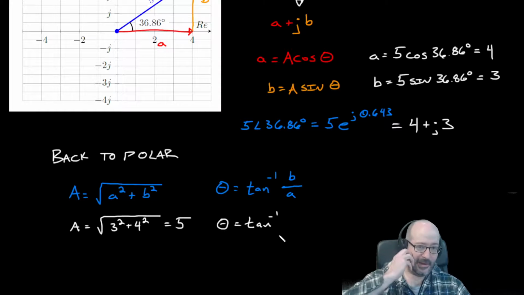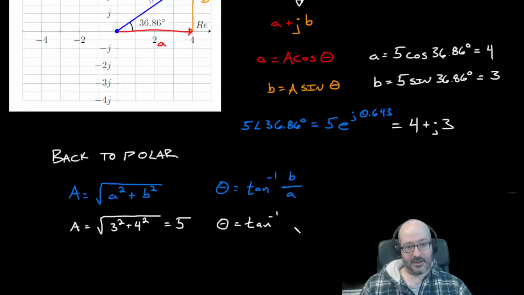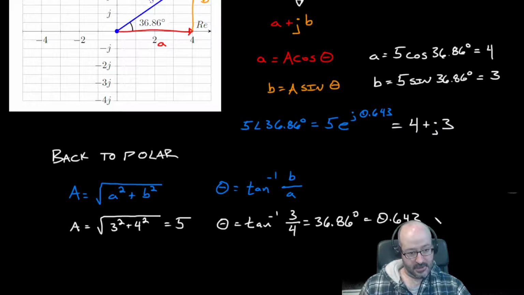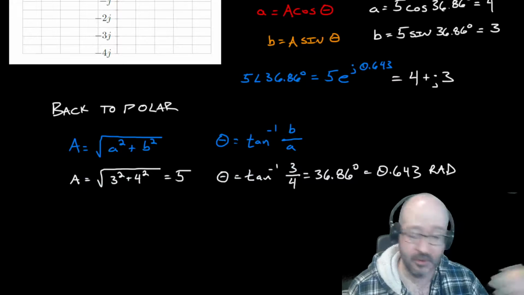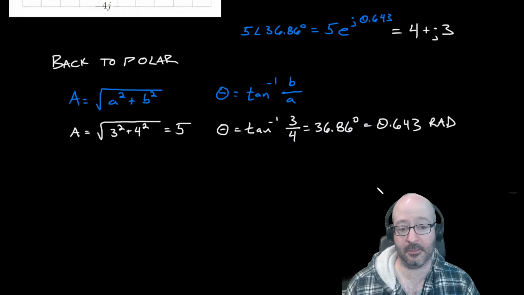Just don't get them flipped around. It's the imaginary component over the real component. So it's the inverse tan of 3/4, and that's going to be 36.86 degrees, also known as 0.643 radians. Okay, just behind my head there. Okay, so we can move back and forth between them with trig.